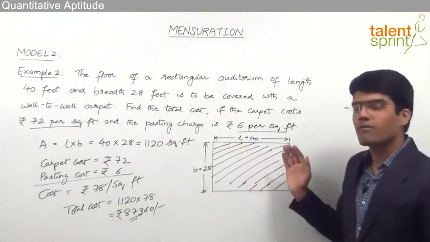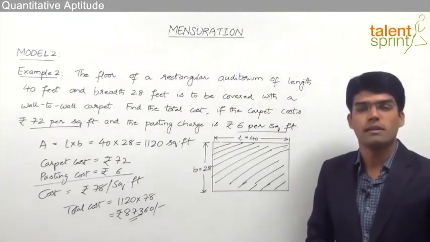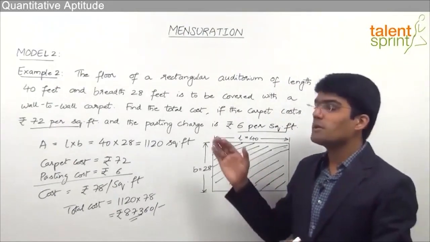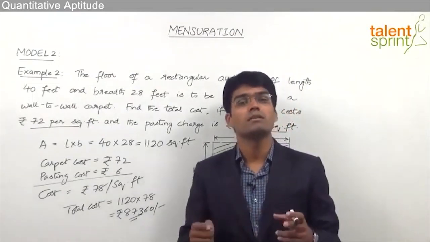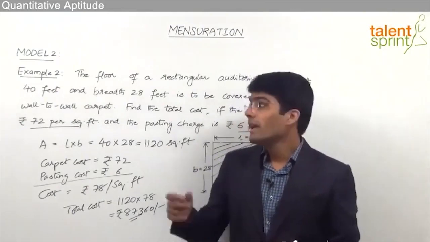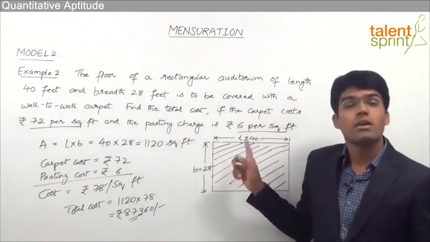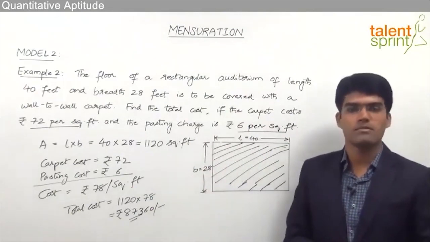Whatever be the case, first of all find out the total area, then multiply by the cost per square feet to get the required answer. So that is the difference between example 1 and example 2. In example 1, as you have seen, we were working on the perimeter. So first we find out the perimeter and then find out the total cost. And in example 2 here, we are working on the area. So first we need to find out the area and then multiply with the per square feet cost to get the total cost.